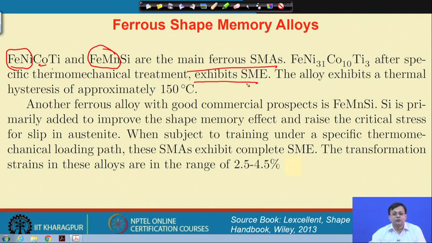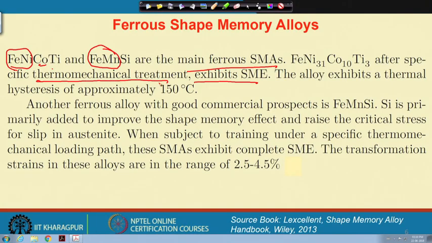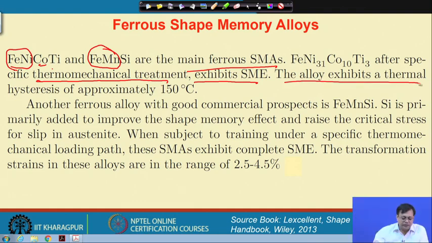Here we are talking about heating and cooling and giving some deformation at some given temperature, and that is why we are calling it a thermomechanical treatment, or let us say proper training of the shape memory alloy. So, these alloys exhibit a thermal hysteresis of approximately 150 degrees centigrade, means between MS and austenite finish temperature, that hysteresis is somewhat like 150 degrees centigrade.